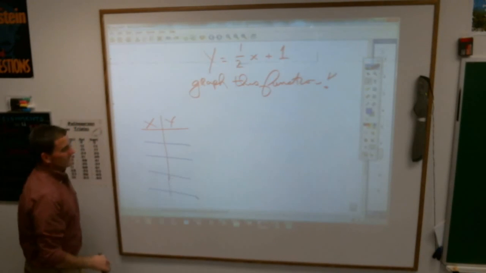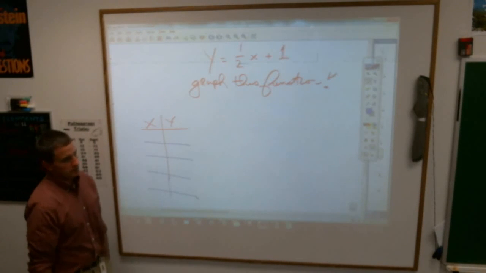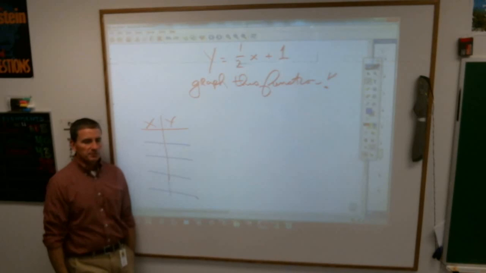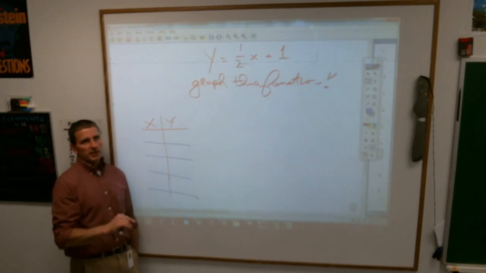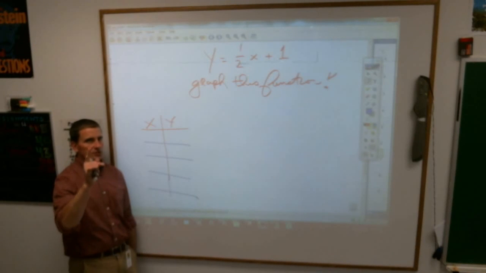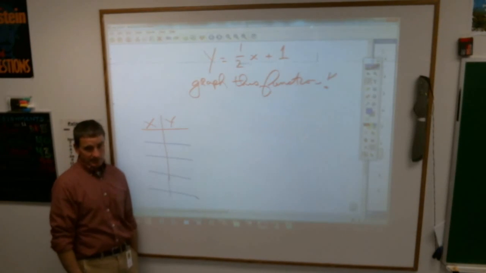And by the way, you need to pick at least 3 x values. Don't pick more, that's fine. But you can only assure that you did it right if you pick 3, because you can always get a straight line between 2 points, but you don't always get a straight line between 3 points. Okay.